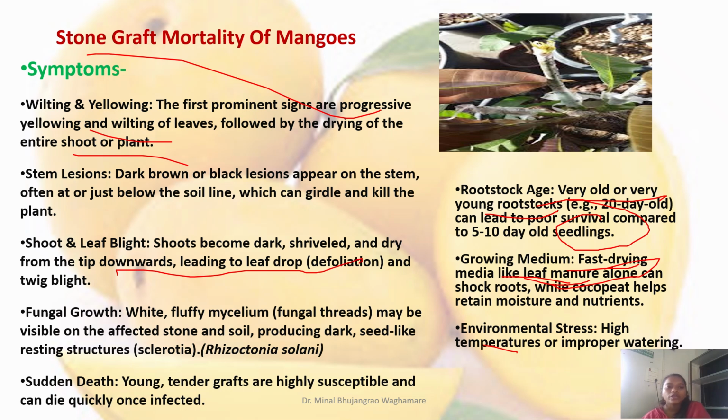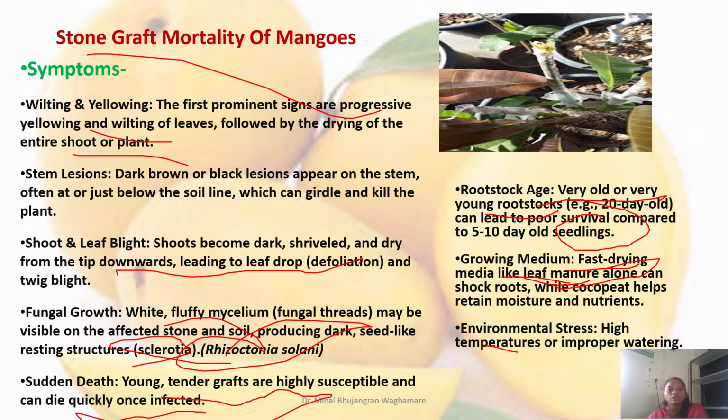We also sometimes find stone graft mortality due to fungal growth, and that fungus is nothing but Rhizoctonia solani. This affects the stone of the mango, and it also shows some resting structures such as sclerotia. So sudden death also takes place. Younger, tender grafts are highly susceptible and can die quickly once infected.